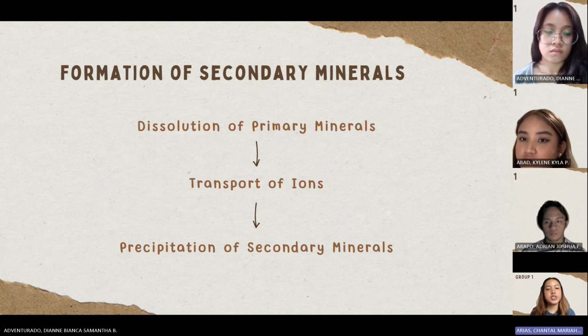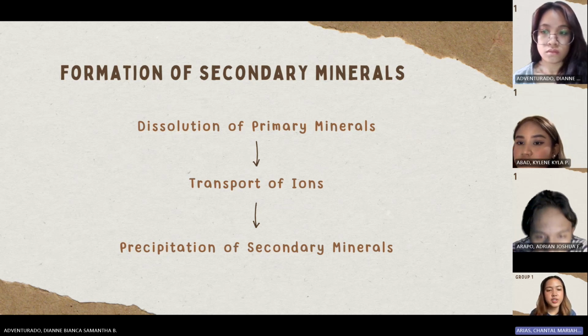So here are the factors affecting secondary mineral formation. First is yung climate, soil pH, vegetation, and yung parent rock composition. Next.